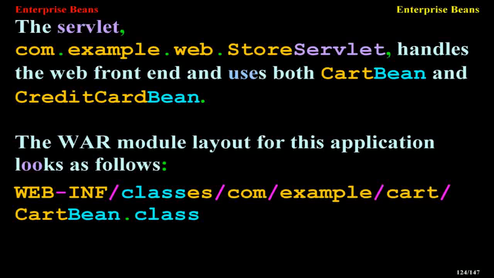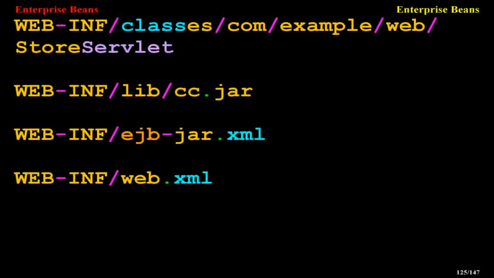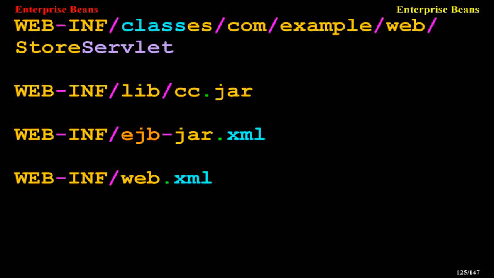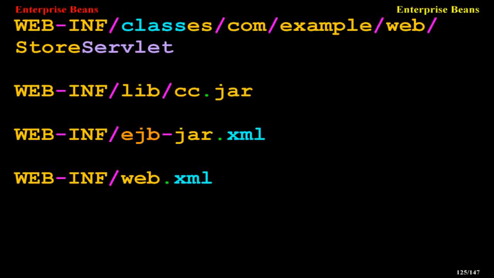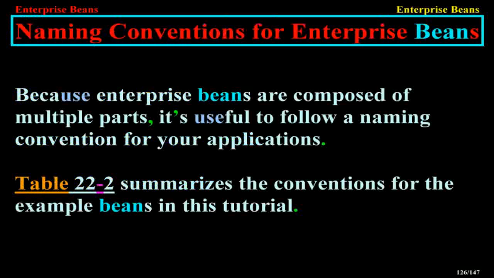The WAR module layout for this application looks as follows. WEB-INF/classes/com/example/cart/CartBean.class, WEB-INF/classes/com/example/web/StoreServlet.class, WEB-INF/lib/cc.jar, WEB-INF/ejb-jar.xml, WEB-INF/web.xml. Naming conventions for enterprise beans.